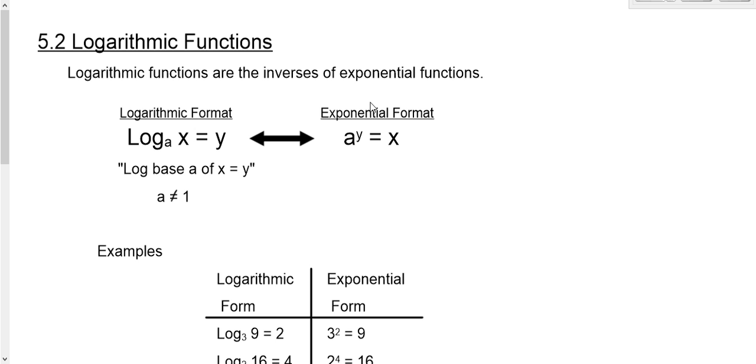If we have the logarithmic function log base a of x equals y, that's how this is said, the exponential format would be a to the y equals x. You can convert a logarithmic function into an exponential function and then an exponential function back into a logarithmic function. Now a, the base number, cannot be equal to 1.